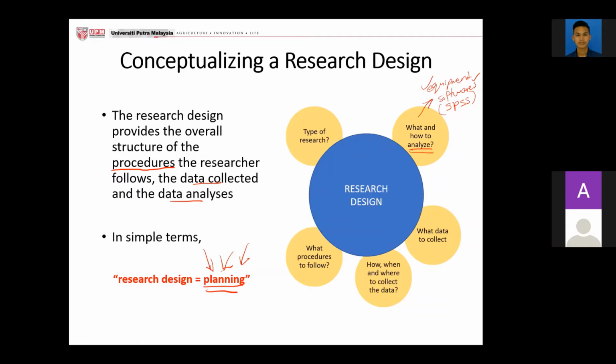Remember, you have your problem already that you want to solve, but knowing about the analysis will give you the specific results that you will get. Then, of course, start thinking about what data to collect, how, when, and where, and what procedures to follow. These should all be elements of research design.